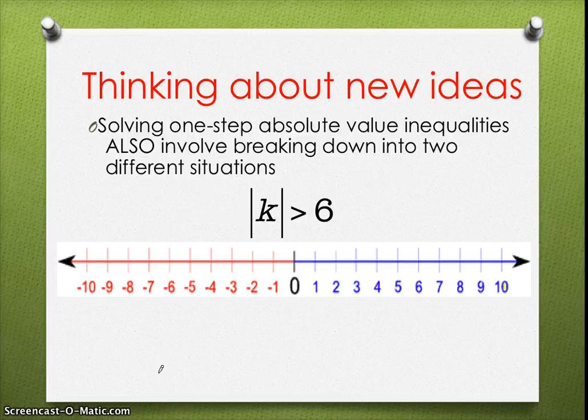So let's start simple. We're going to first ask ourselves, what does it mean to look for the absolute value of inequalities that are greater than 6? For this example, we have the absolute value of k is greater than positive 6. So what does that mean? It means that for all values that are represented by k, which values would have an absolute value that's greater than 6 units away from 0?